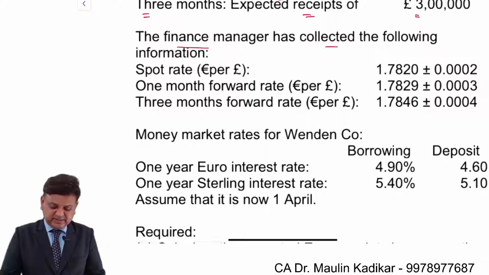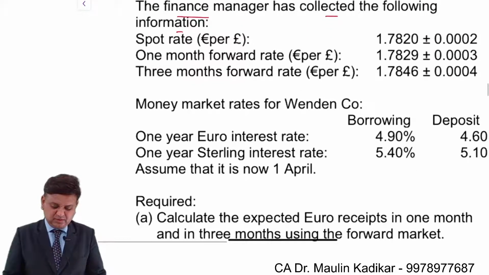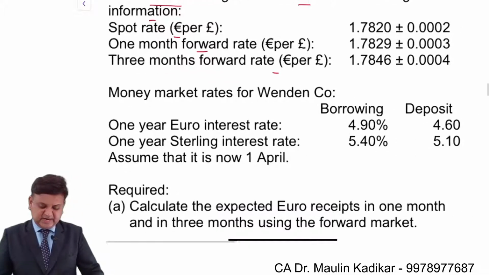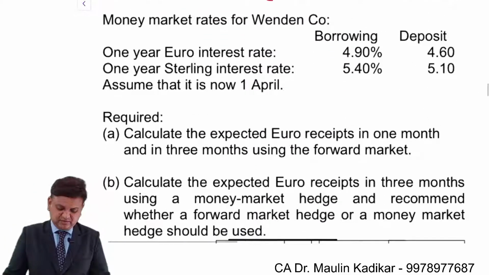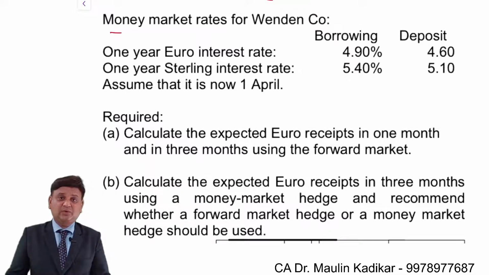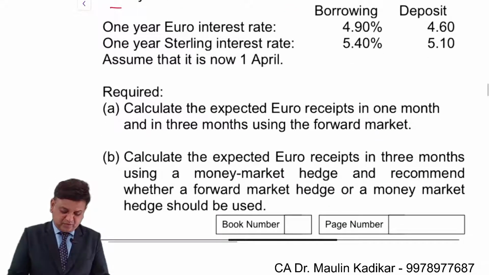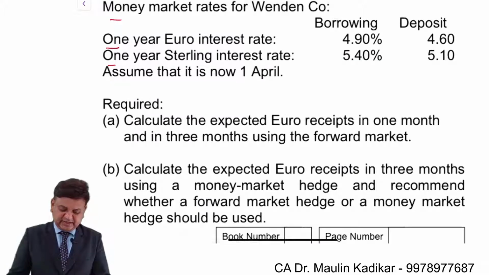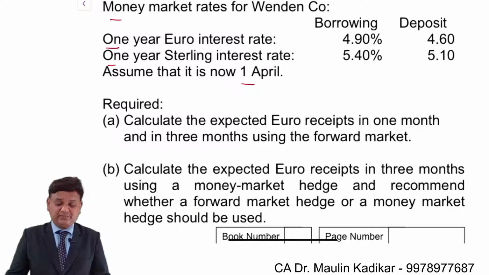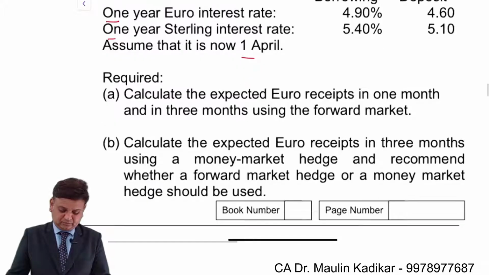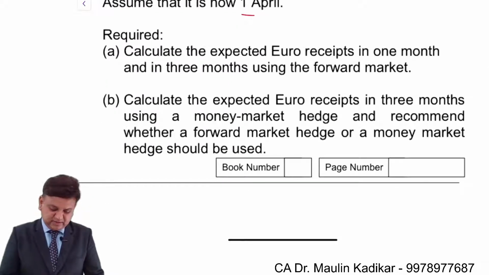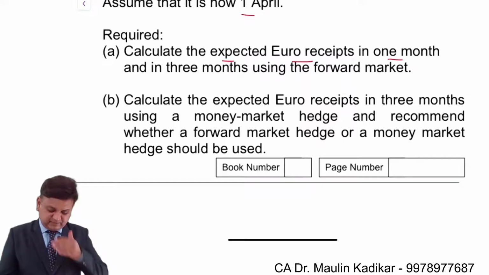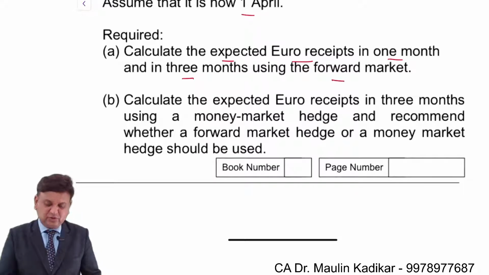The finance manager has collected the following information. The spot exchange rate is given, the 1 month forward exchange rate and 3 months forward exchange rate are given. Money market rates for 1 year have also been provided. Assume that right now it is the 1st of April. You are required to calculate the expected euro receipt in 1 month and in 3 months using the forward market.